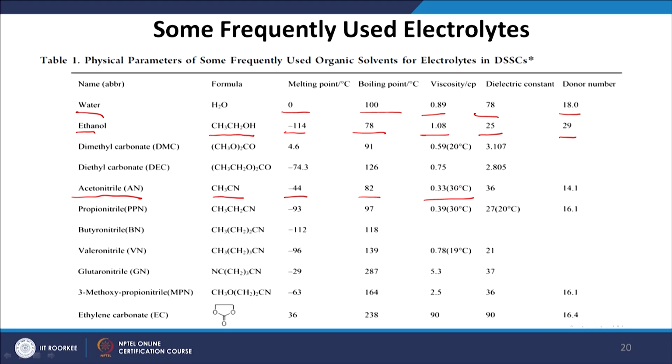So, you look that its viscosity is lower than the water. So, that is why it is good to make the iodine triiodide electrolytes in the acetonitrile solvent, and dielectric constant is 36 and its Donor number is 14.1.